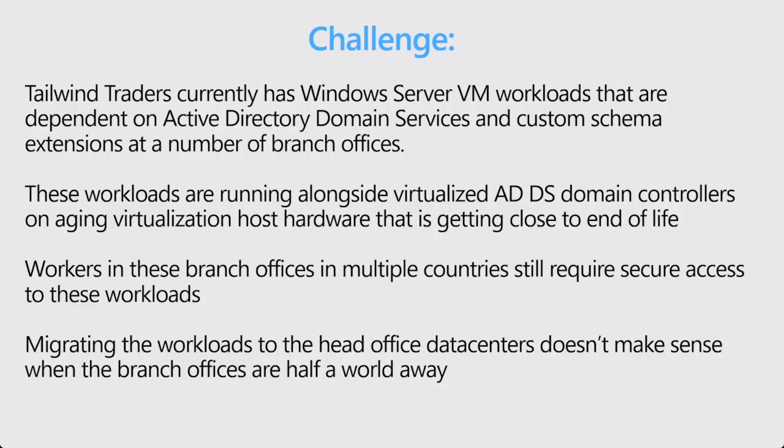Now, these workloads are running alongside virtualized DCs on aging virtualization host hardware. I mean, maybe they took Windows Server 2012 R2, put Hyper-V on it, and then put a bunch of VMs there. And this hardware is getting near end of life, working for a certain amount of time before you'll start seeing an increasing number of failures. The reality is, for Tailwind Traders, the workers in these particular branch offices still require access to these workloads. One of the things that Tailwind Traders has looked at is they thought, well, could we migrate or centralize this? And because Tailwind Traders is a multinational organisation, it doesn't make sense to move these workloads too far from where they're already currently located.